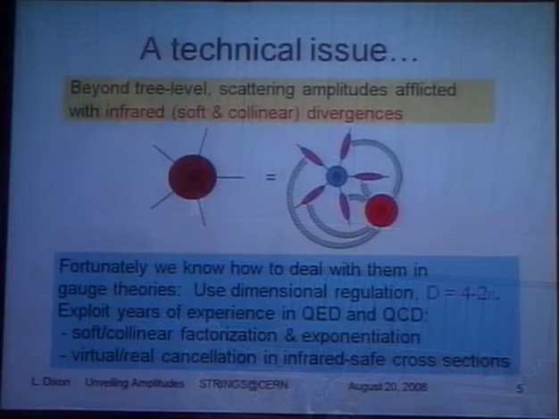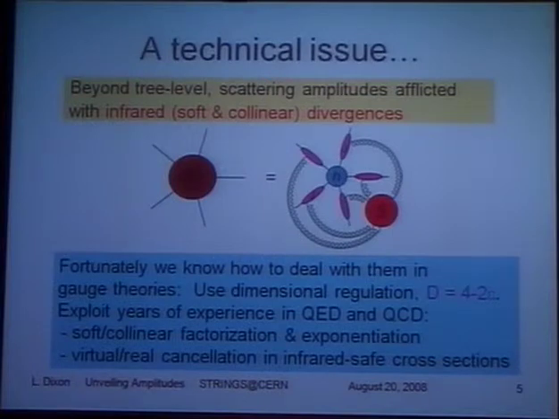Now amplitudes are not perfect. If I could design amplitudes, I would try to do it in such a way that they didn't have infrared divergences, because they're often a technical pain. But they're also very physical divergences. And we know a lot about how to deal with them, thanks to a lot of work that's been done in QED and QCD that can often be extrapolated to cases like N=4 super Yang-Mills.